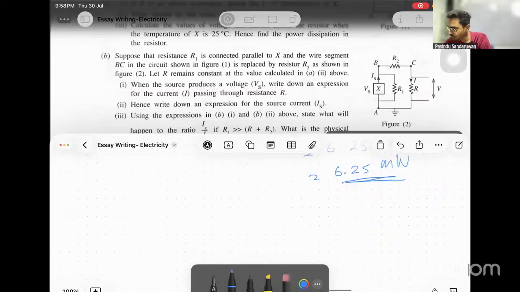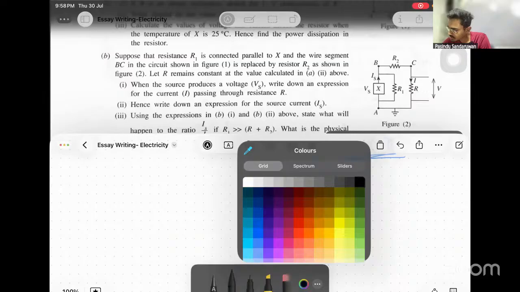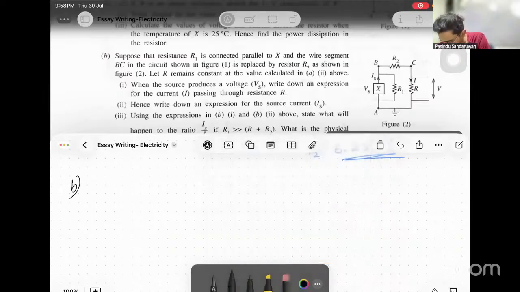Part B. Suppose that resistance R1 is connected parallel to X and the wire segment BC, and the wire segment BC in the circuit shown in figure 1 is replaced by a resistor R2 as shown in figure 2. Let R remain constant at the value calculated in A2 above. That was 250. Right, first one.